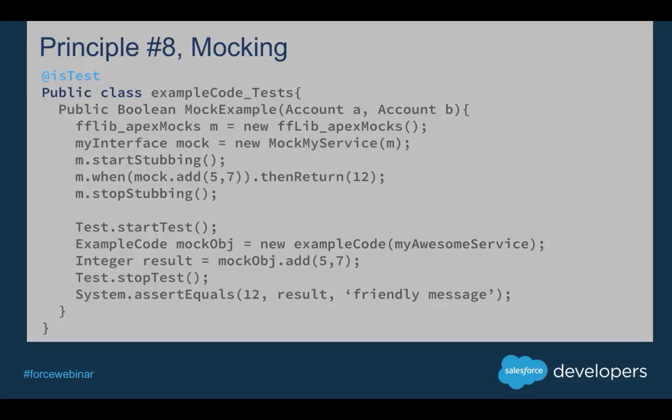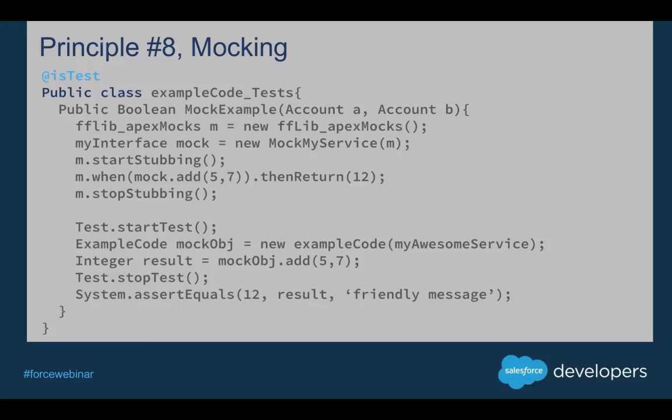We're going to start stubbing, and this is what allows us to say when you call a method with given parameters, always return the following result. So in this situation, if you see the m.when mock.add, so our mock object.add 5 and 7 as parameters, then always return 12. So all of that just sets up the mocking and the stubbing.